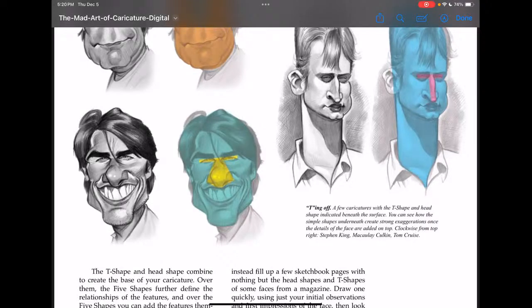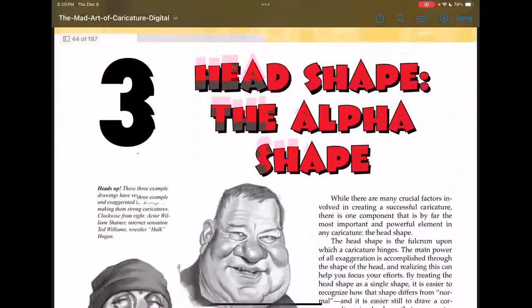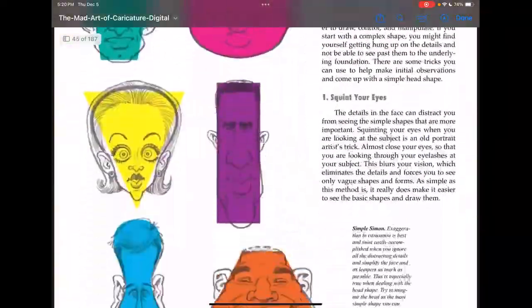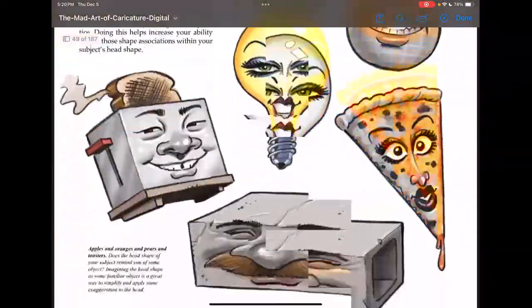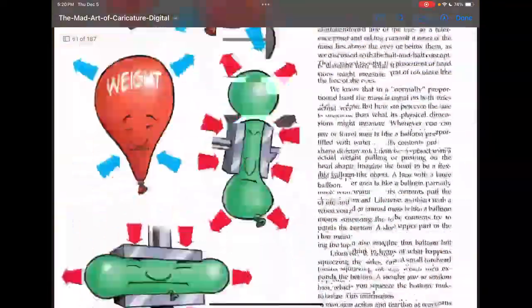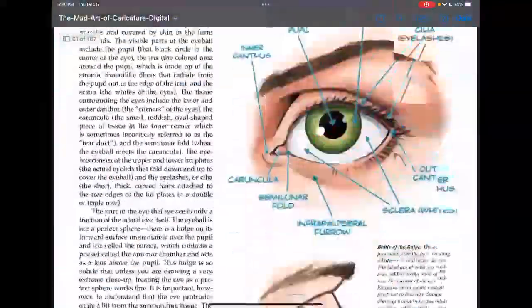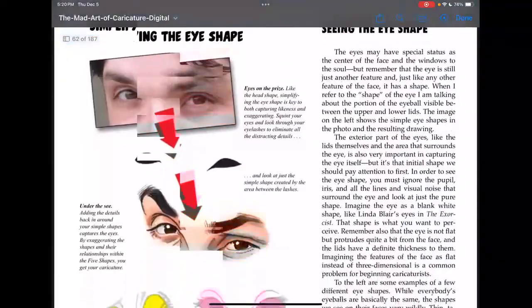Okay, so let's skip the head shape. And I want to go to page, what was it, like 54? Okay, this is eyes.